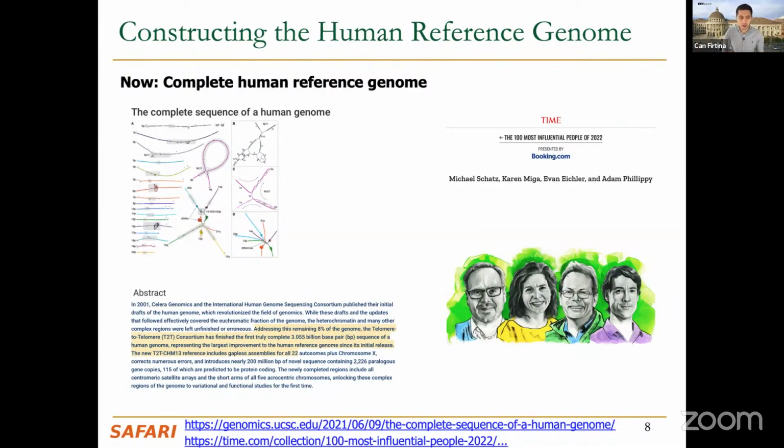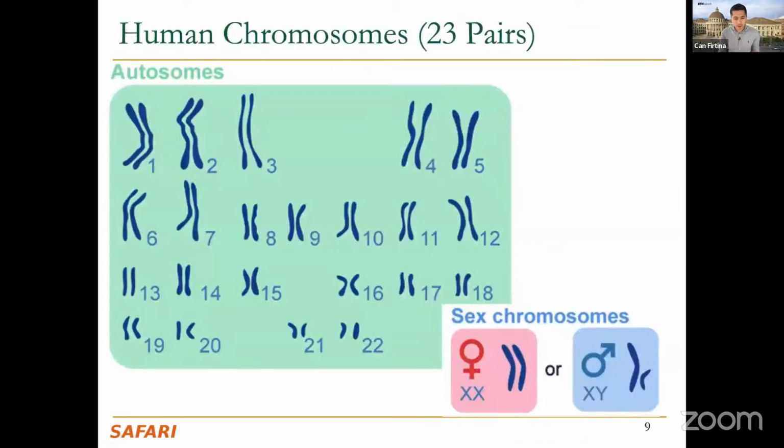Of course, we're going to go over the other approaches where you can reconstruct your own genome and then identify all these variations and so on. As I said, humans have, in most cases, 23 pairs of chromosomes.